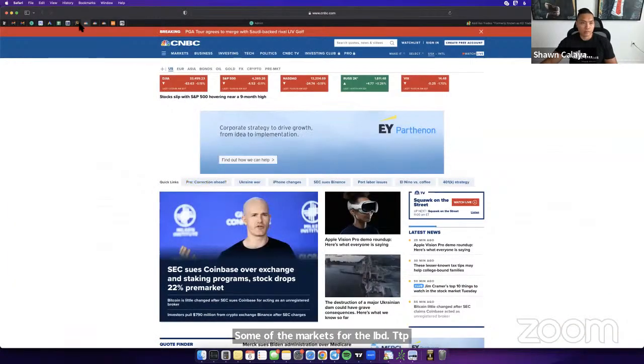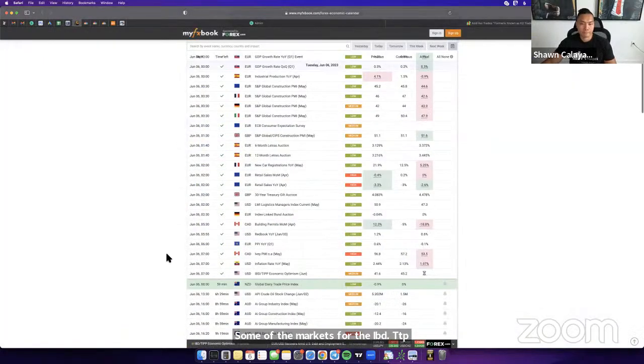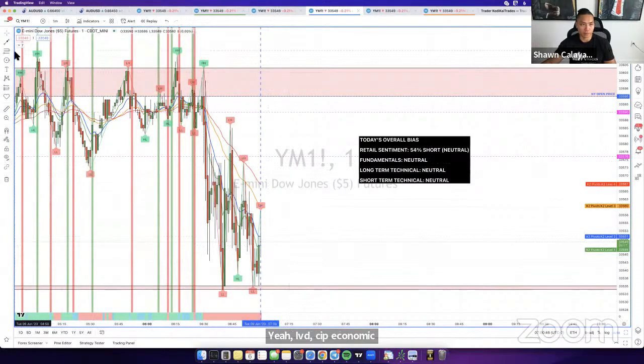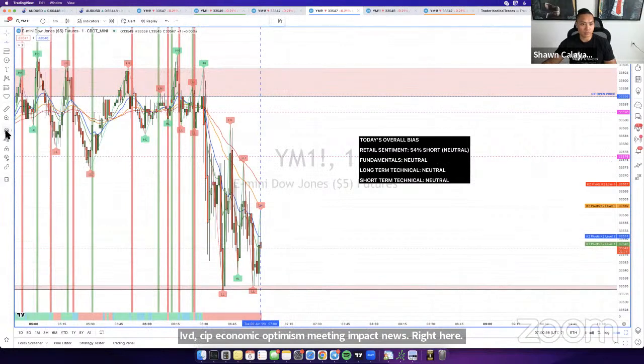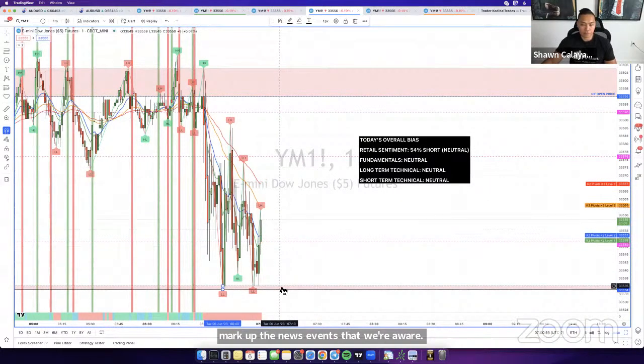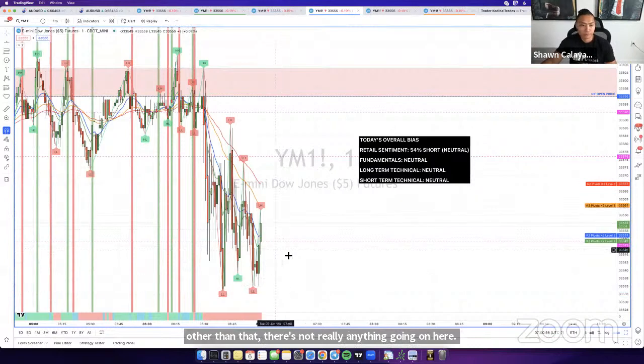Let's see what it was. IBD TIPP economic optimism. Medium impact news right here. It's not really affecting anything though, but I will mark up the news event so that we're aware. But other than that, there's not really anything going on here. Price is pushing through, sort of.